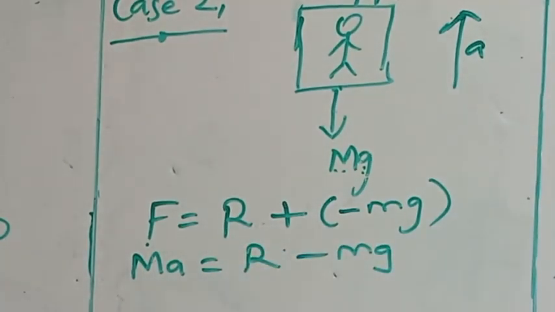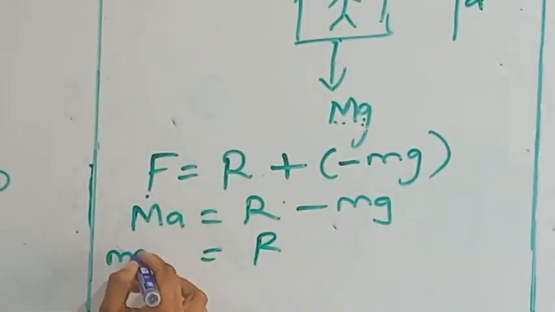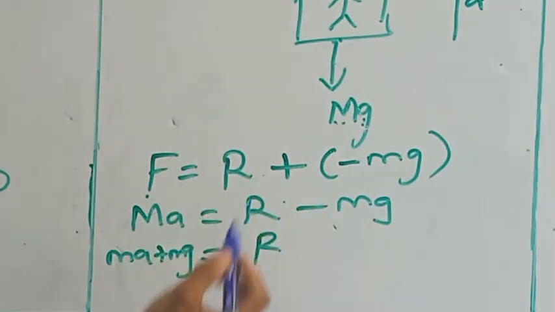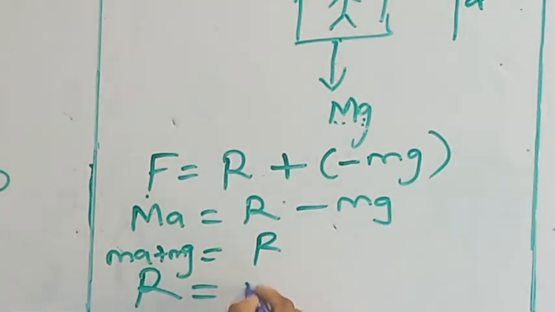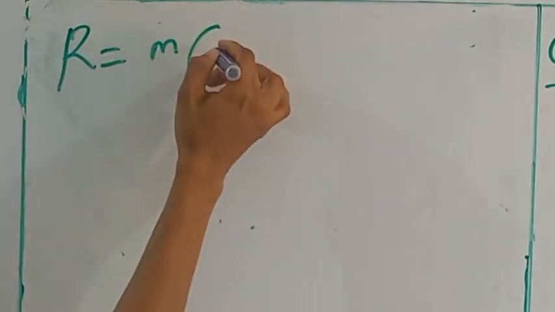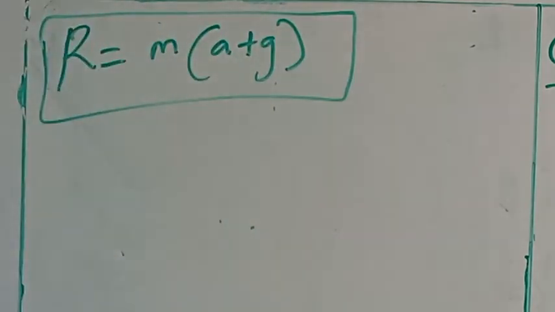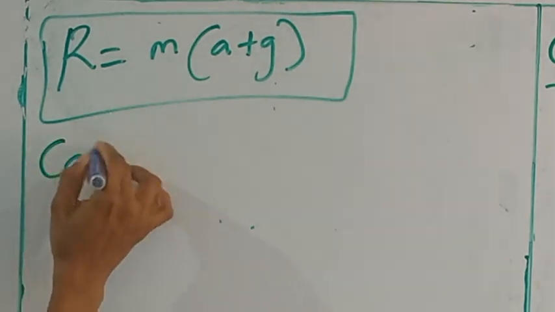So the reaction we are going to get, R, is ma plus mg. That's this one crossing to the other side. So whenever the lift is moving up, you're going to use this formula. You can factor it out as m into a plus g. Note it. This is when the lift is moving up. You use that formula to solve it.